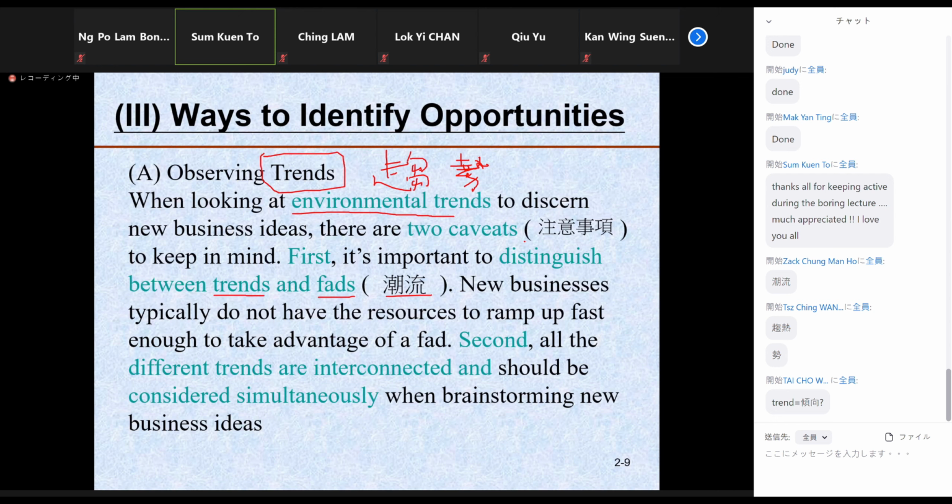Okay, so let me try to, because I'm overrunning, even though I try my best to make it interactive, but sometimes it is difficult. Okay, theoretically speaking, as far as trend is concerned, this is relatively 相對上 rather long term, and then fads are rather short term.